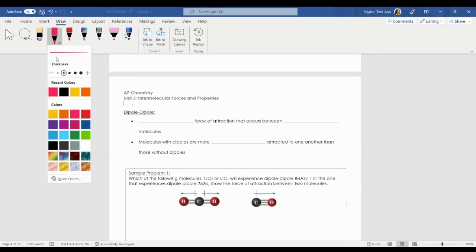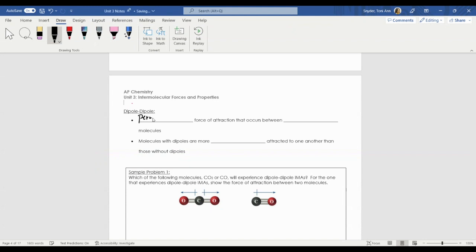So whereas our London dispersion forces occur between all atoms or molecules, we also have dipole-dipole intermolecular forces of attraction. So rather than have you write down a definition, I kind of started to do that for you here. London dispersion forces are instantaneous and temporary. So like I said, as fast as they happen, they're going to not happen anymore. Whereas your dipole-dipole intermolecular forces of attraction are permanent.